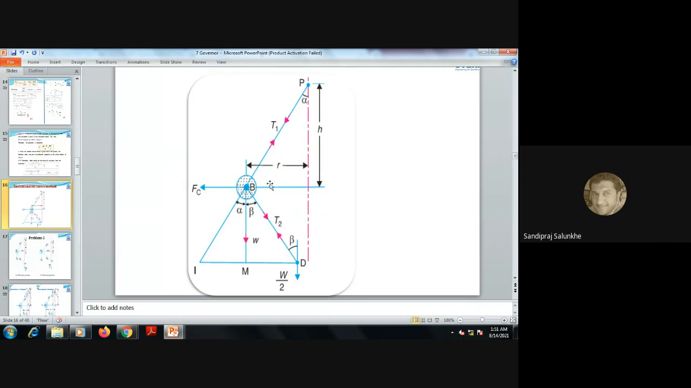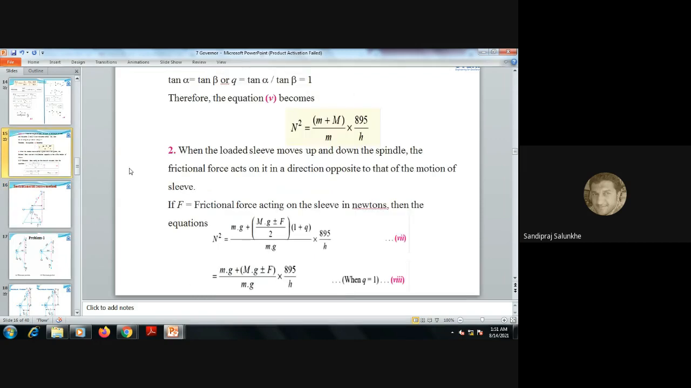This angle will also vary when this R is changed, right? Because when this sleeve is moving in upward direction, these balls will go out and that's why this alpha will change, whereas this beta also will change. So we have considered tan alpha divided by tan beta is equal to Q. And this equation has been calculated when tan alpha by tan beta is equal to 1, because alpha and beta are the same, if you are going to consider that.